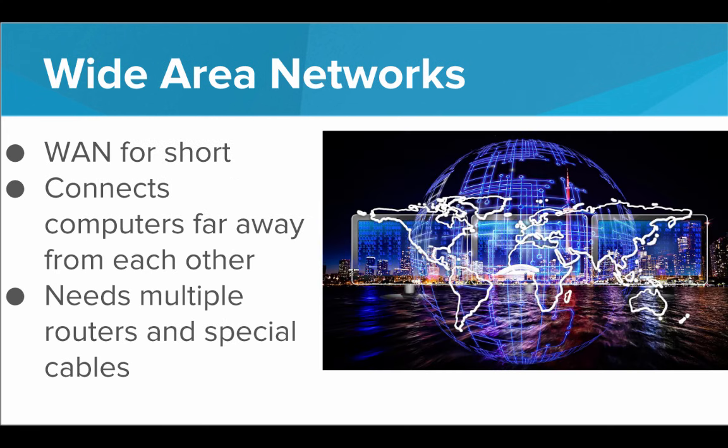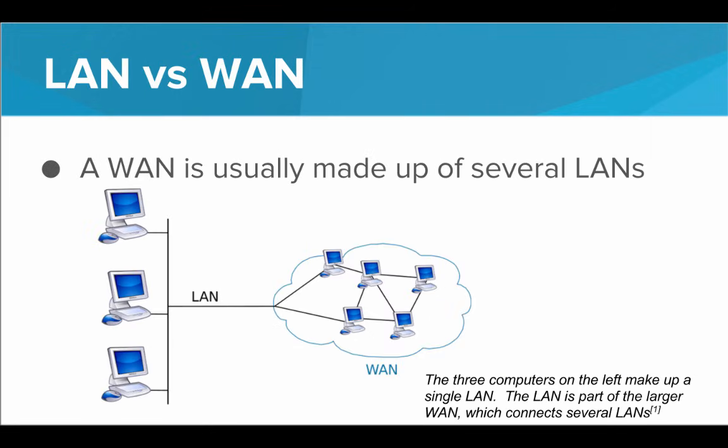Now we have wide area networks, or a WAN for short. Now a wide area network connects computers that are very far away from each other. And to do this, it needs multiple routers and special cables that can span very long distances. Now a wide area network is usually made up of several smaller local area networks. So a wide area network will connect several different buildings, each of which have their own local area network.